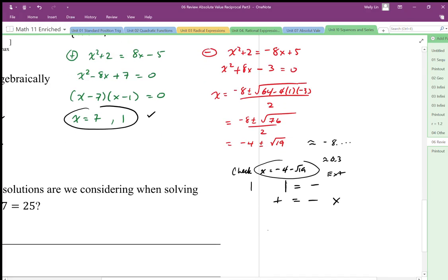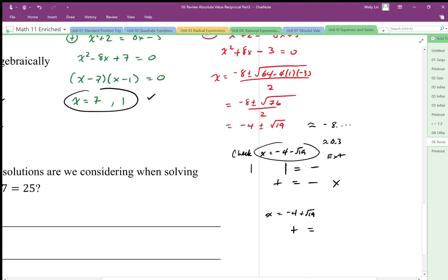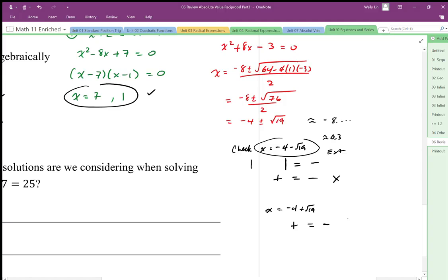And when I check x equals negative 4 plus root 19, well, that's not going to be a very big number. So when I plug that in, on the left hand side I have absolute value, so that's going to be positive. And when I plug into my x, 8 times 0.3, it's going to be about 2.4 minus 5, so it's going to be negative on this side. And again, that can't happen. Okay, so this is also extraneous. So these two solutions do not work when I actually sub them in.